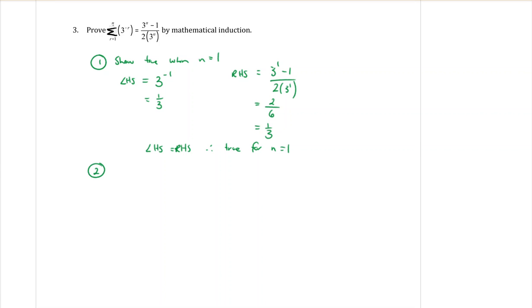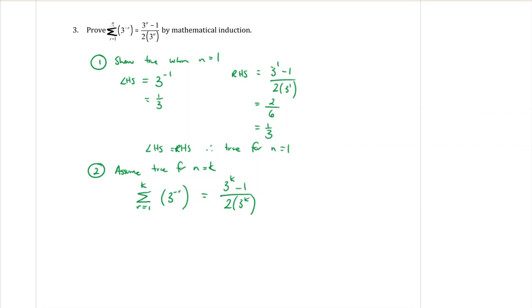Step 2 is to assume true for n equals k. So just rewrite your question. It's still going to be using r to indicate the first value, but it will be a k on the top of the sigma. And 3 to the negative r, r is the letter for that first value again. But on the right-hand side, it is 3 to the power of k, take away 1, over 2 times 3 to the power of k.